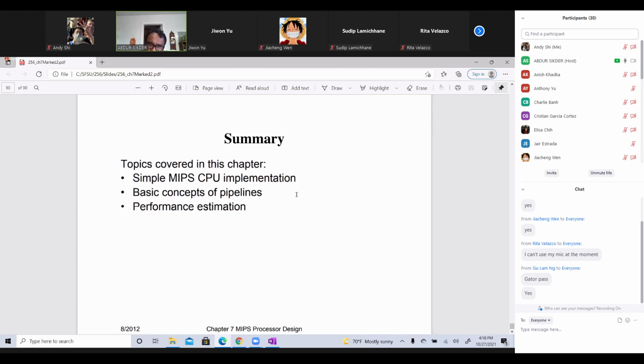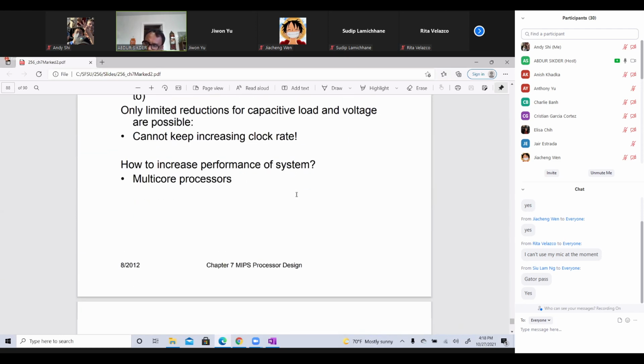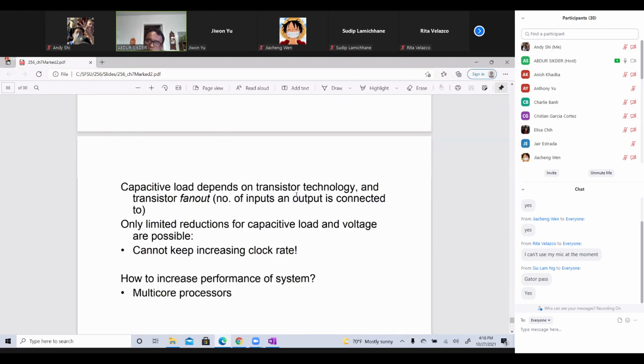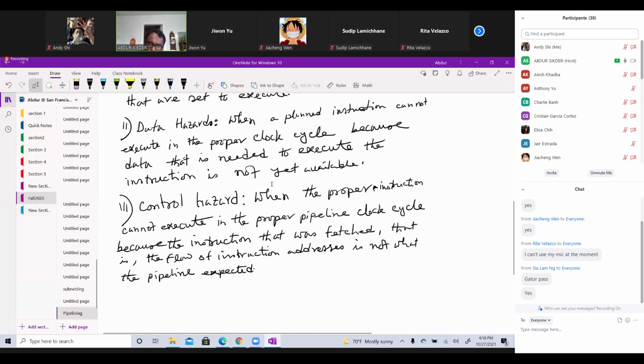MIPS CPU implementation, basic concept of pipelines, performance estimation. So here in the chapter, for performance estimation, hazards are more important, and the definitions we mentioned here are also more important.